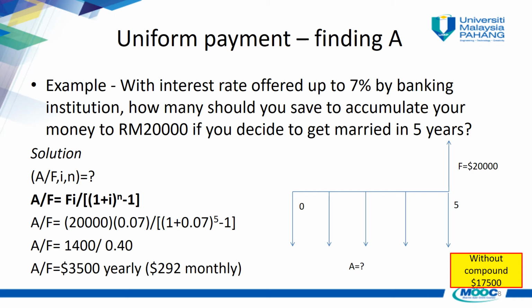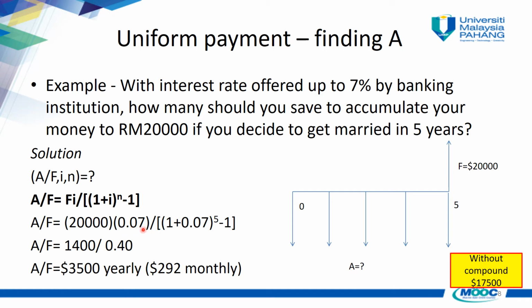Let's see another example. When we use this uniform payment, we want to find A. With interest rates of 7% by our banking institution, how much should we save every month or every year so that in 5 years our money will accumulate to 20,000? We use the same equation here, finding A when we know the F, 20,000.